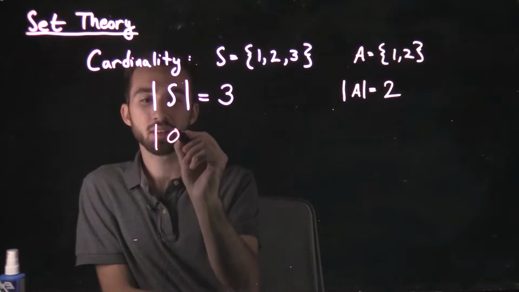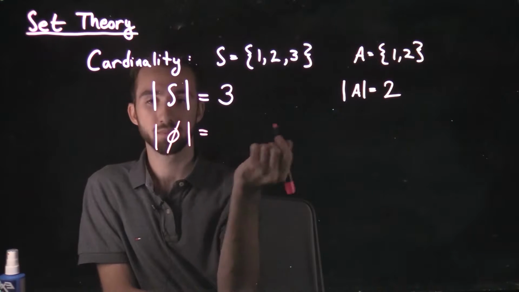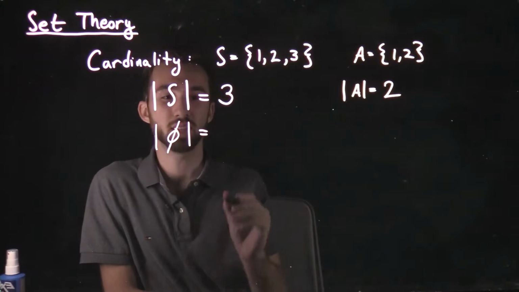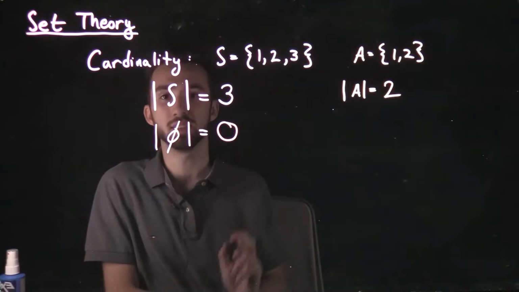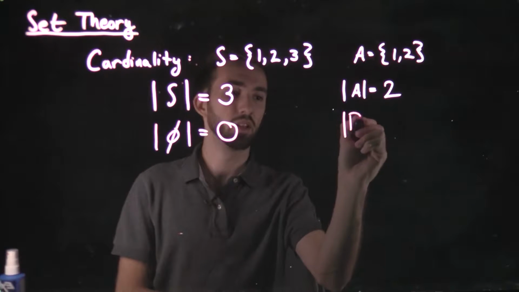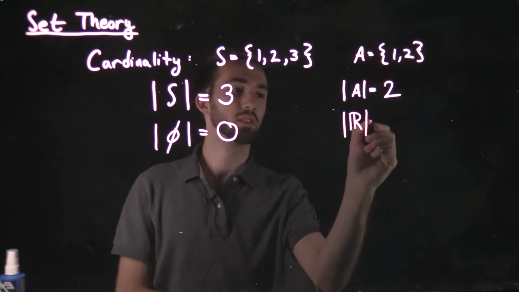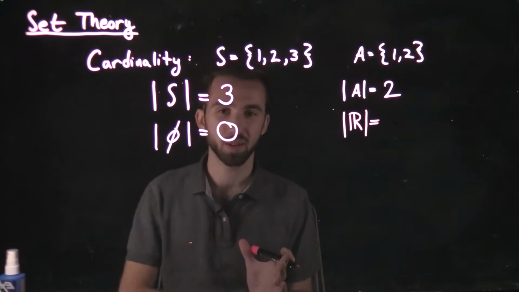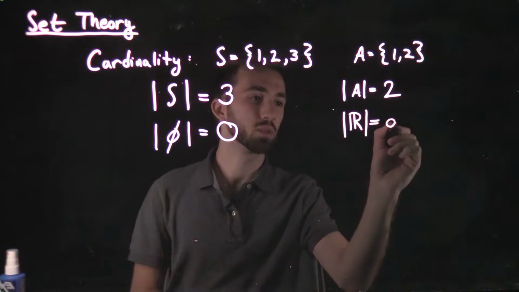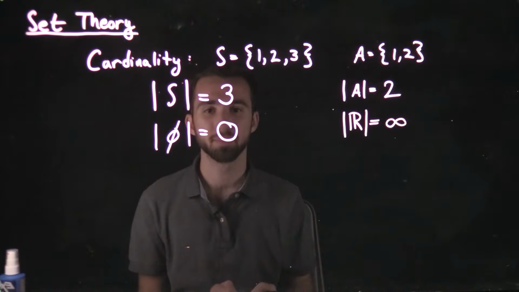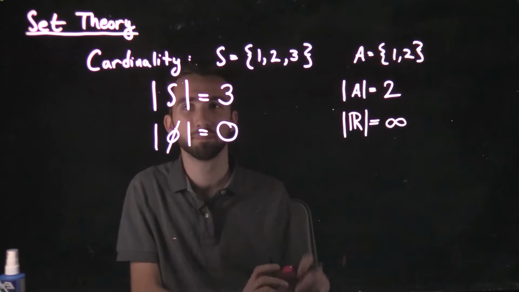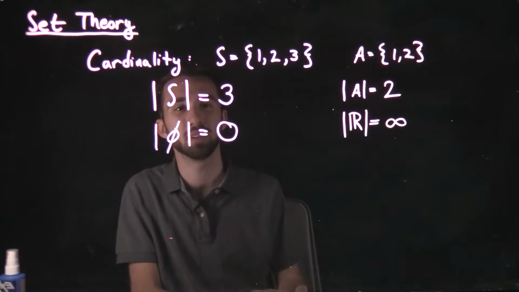What is the cardinality of the empty set? Well, there's nothing inside of the empty set, so there are no items inside of the empty set, so the cardinality is 0. What's the cardinality of the real numbers? Well, that gets into some questions about types of infinity and stuff like that, but there's infinite real numbers, so we're just going to put the cardinality is infinite. That's it. Cardinality is you just count how many things are inside of a set, and you just put that number, and that's the cardinality.